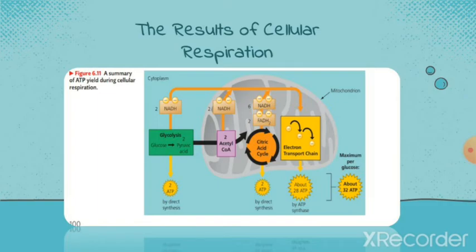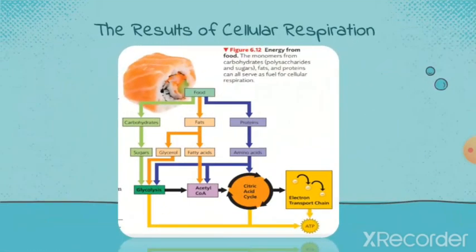So as you can also see in figure 6.12, the energy from food. The monomers from carbohydrates, called polysaccharides, and sugars, like fats and proteins, can also serve as fuel for cellular respiration. So figure 6.12 diagrams some metabolic routes for the use of carbohydrates, fats, and proteins as fuel for respiration. Taken together, all of these food molecules make up your calorie burning metabolism.